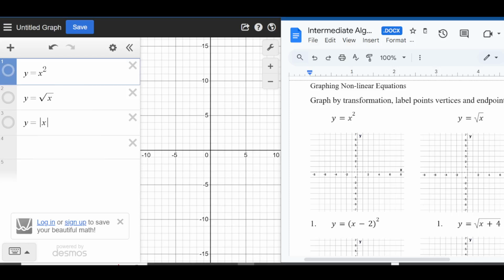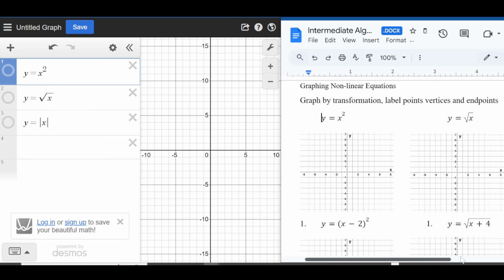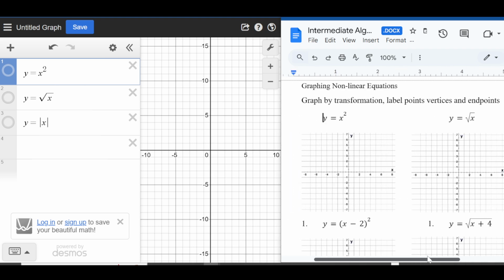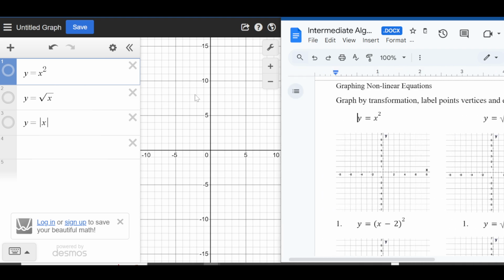Graphing nonlinear equations. Okay, we're going to graph y equals x squared, y equals the square root of x, and y equals the absolute value of x. I'm using decimals here. We're going to use decimals to help us get a table for each of these, kind of see where our points are going to go.